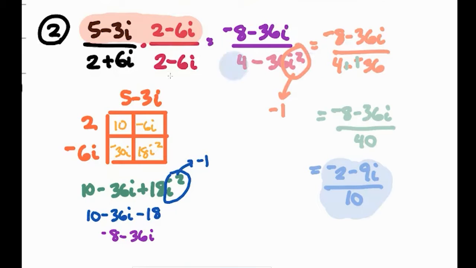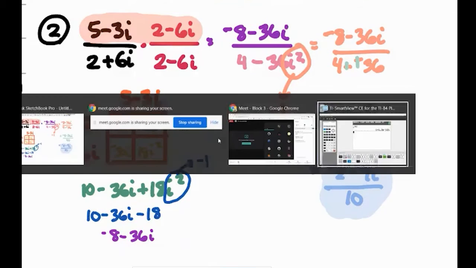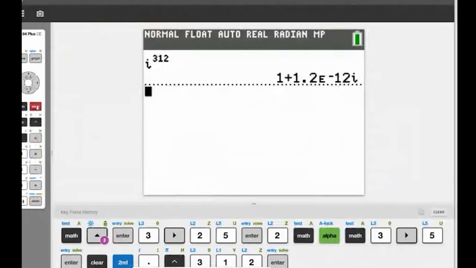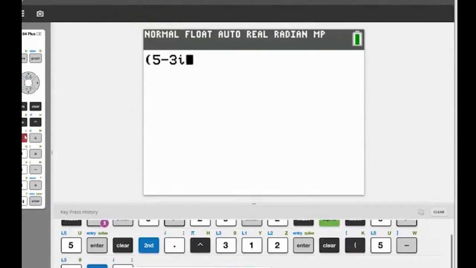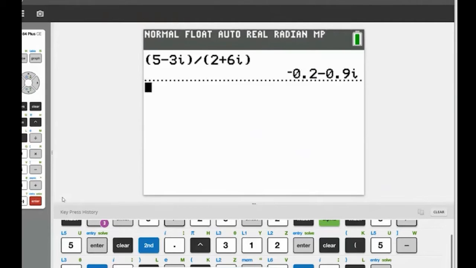It is important to check this on the calculator as well. If you just put the original part in there, what's written in black right here, in the calculator and hit enter, it should spit that out. So let's do that real quick. So it's going to be 5 minus 3i divided by 2 plus 6i. And then you just hit enter.